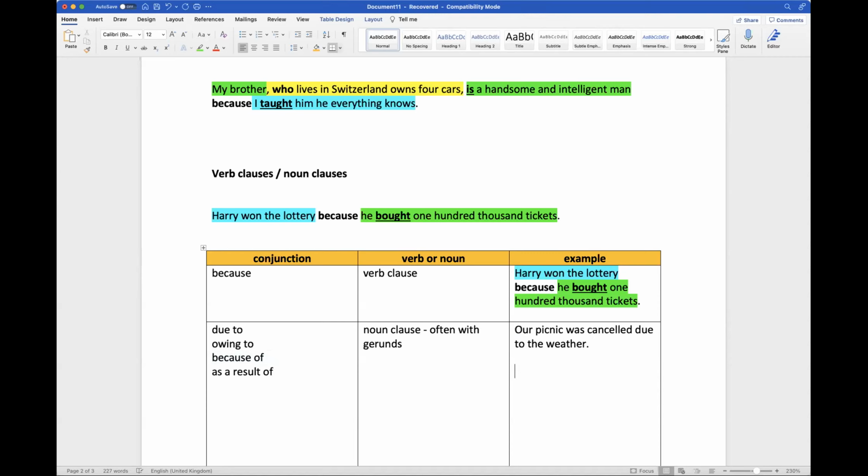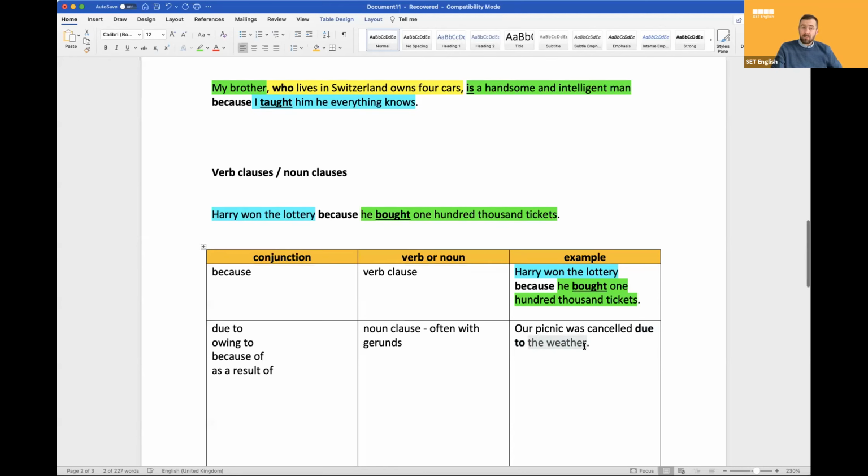So our picnic was cancelled due to, there's our conjunction that shows the relationship between those two things. And this is just a noun phrase. But we've still got the same thing. We've got a result at the beginning, we've got a cause at the end. We're focusing on the cause in this sentence. Our picnic was cancelled due to the weather. After the conjunction comes this cause.